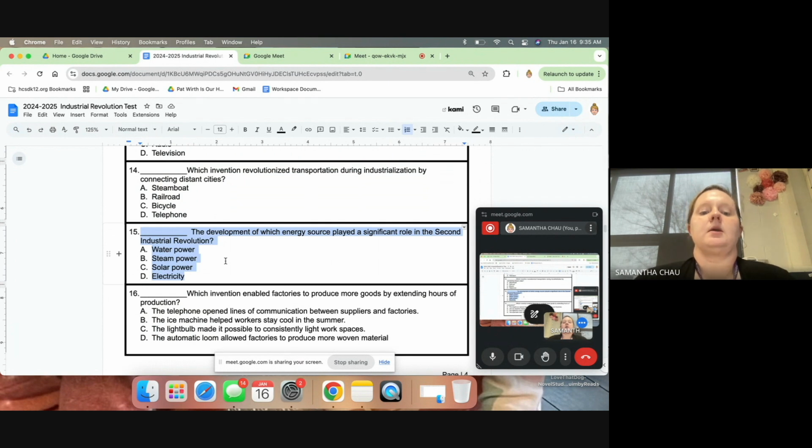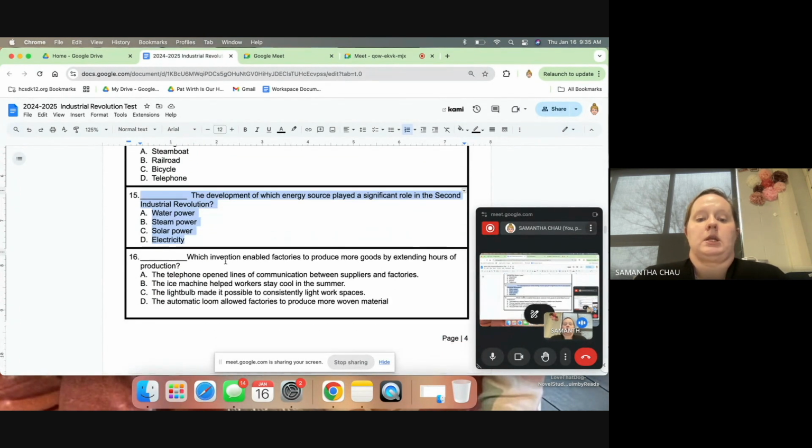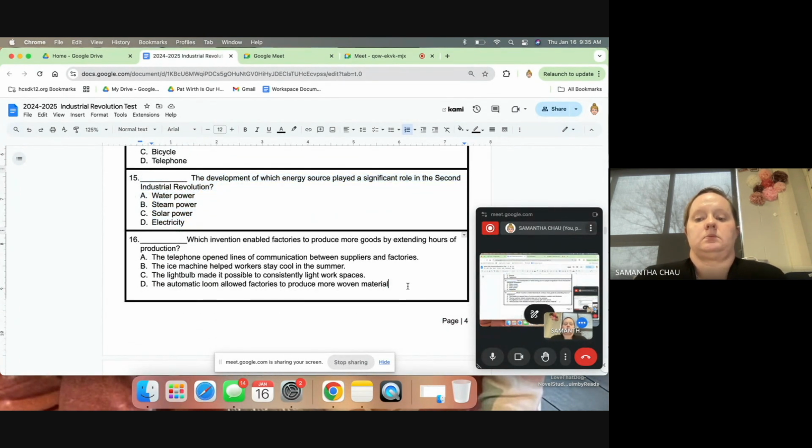Here we go. 15. The development of which energy source played a significant role in the Second Industrial Revolution? Water power, steam power, solar power, electricity. Click pause if you need more time.